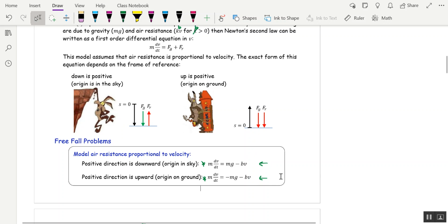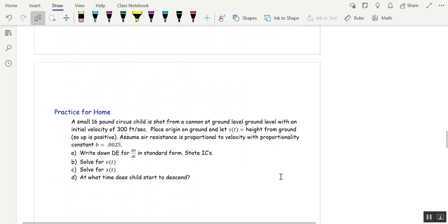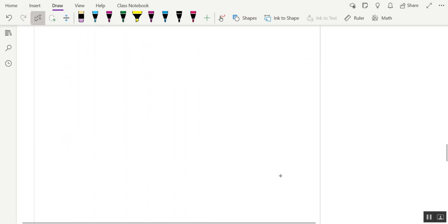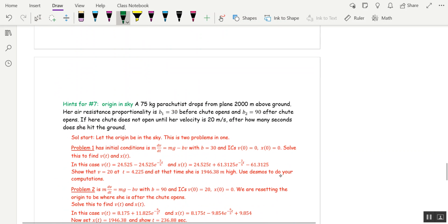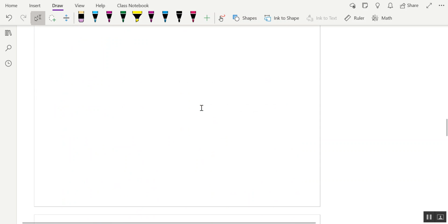All right, so I'm going to do an example of each one with you today, and then you're going to go home and do a practice problem. Let's just scroll to the end. You have a practice problem, and then I gave you some hints for number 7. This is a homework problem. It's actually probably not number 7 in your homework, but you'll recognize it when you see it. It's the parachutist that drops from a plane, and there are two different air resistance proportionalities given. And this shows you how best to set up the problem in order to solve it. Okay, so let's get started.